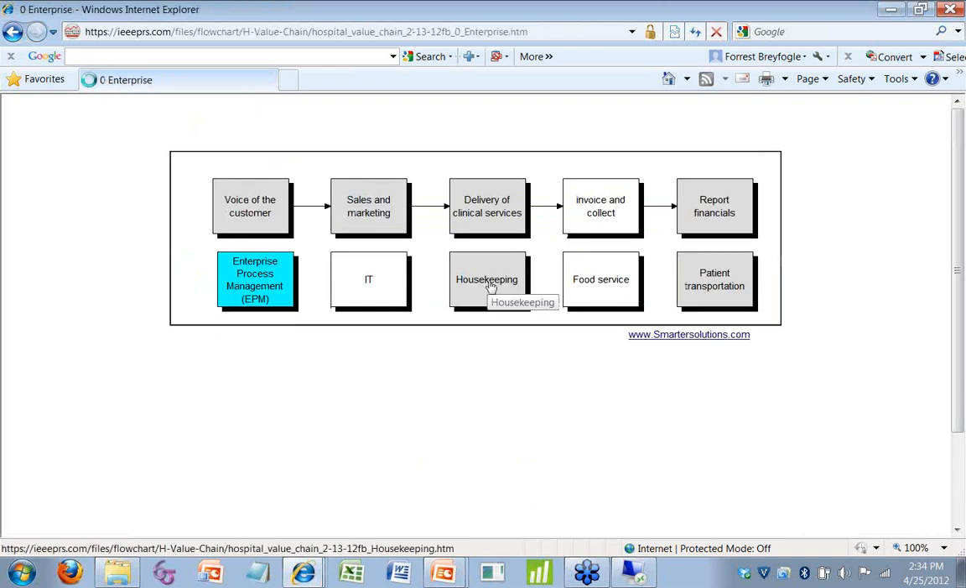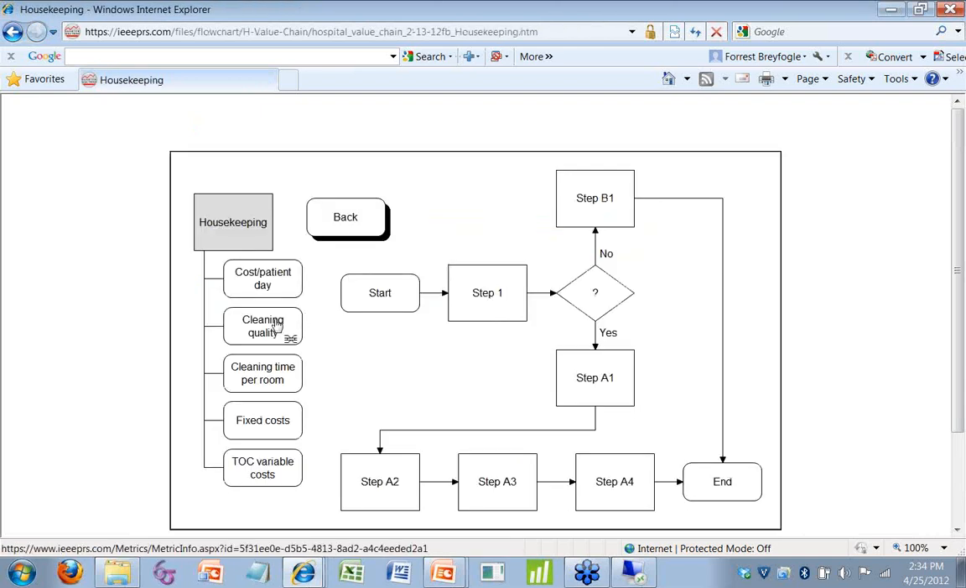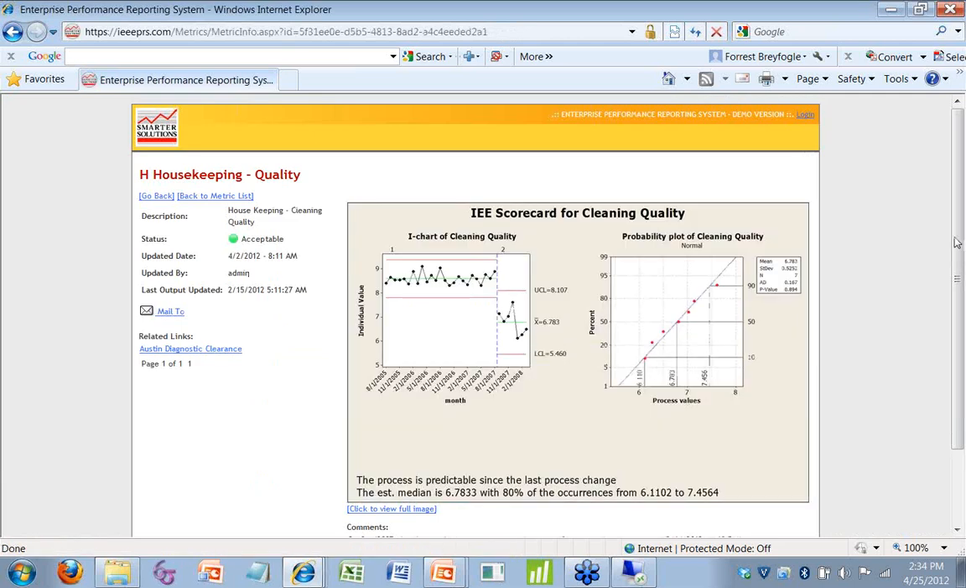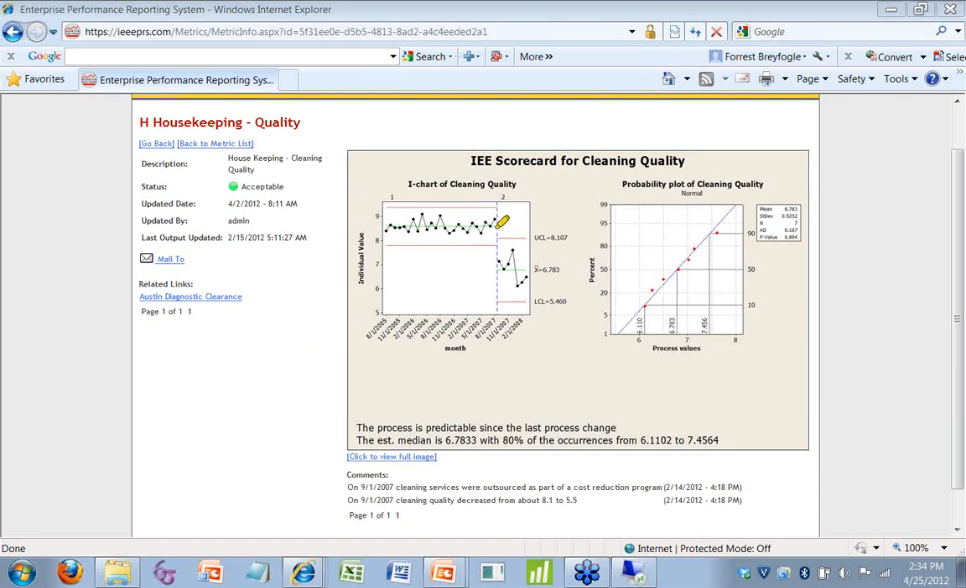Let's look at housekeeping now. We're looking at a cleaning quality metric here. Oh my goodness, this is not good. It's indicating that we had this drop here. Notice here, this says acceptable now, because we haven't really made the decision that we're actually going to work on this or not. So even though this is green right now, we might end up changing that to red later. But right now, we don't have any action plan to work on that. That's an important point that needs to get highlighted here.